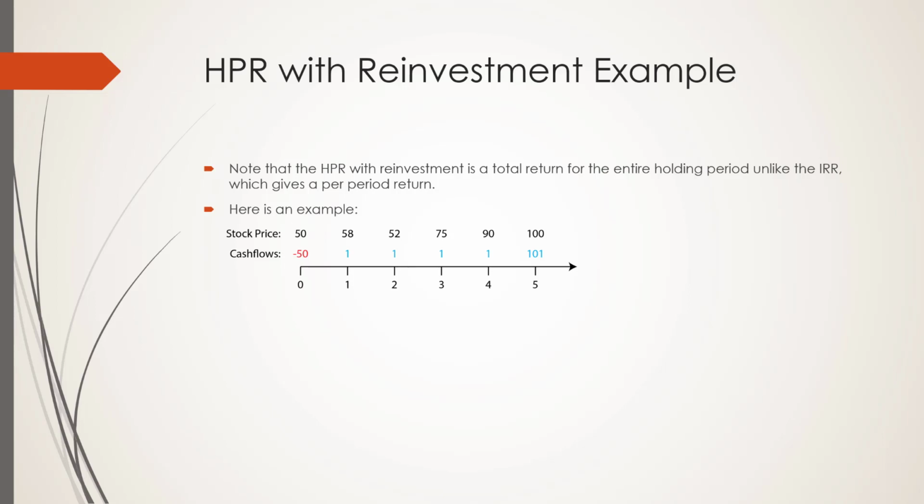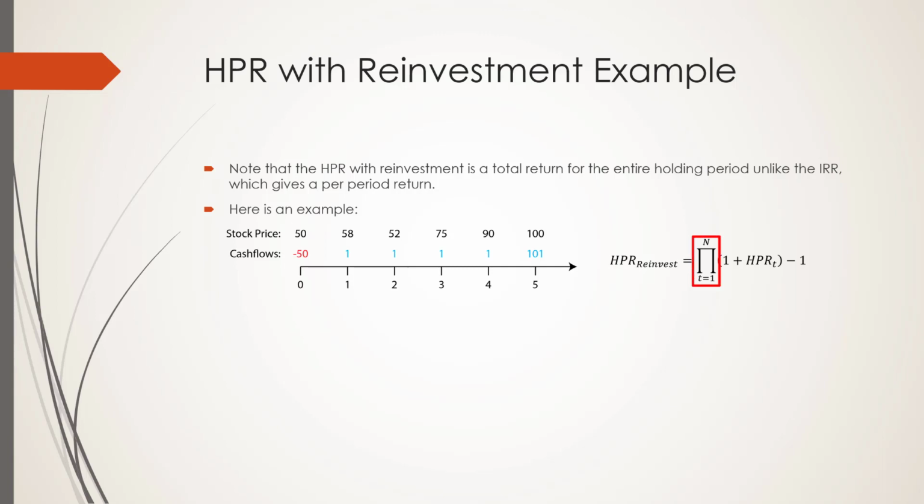So what we're going to do is we're going to use the stock prices and the cash flows to calculate the HPR for each period. And then we're going to link those together. So our holding period return with reinvestment is the product of 1 plus each sub-period HPR, and then you take that final result and subtract 1.